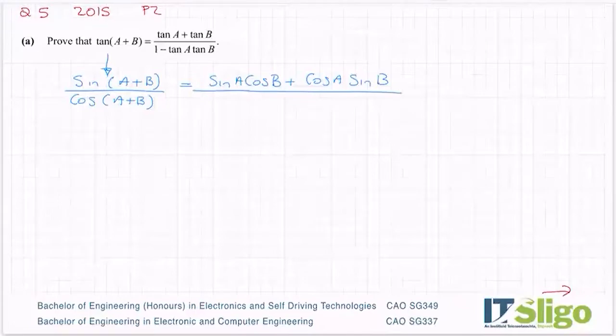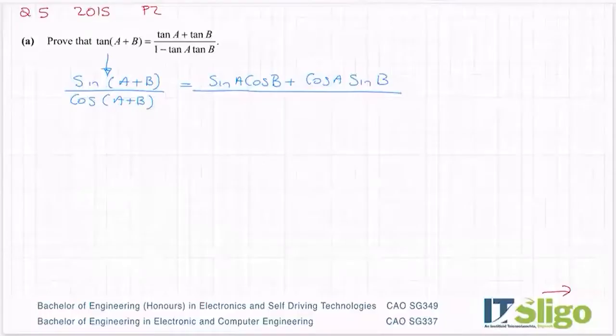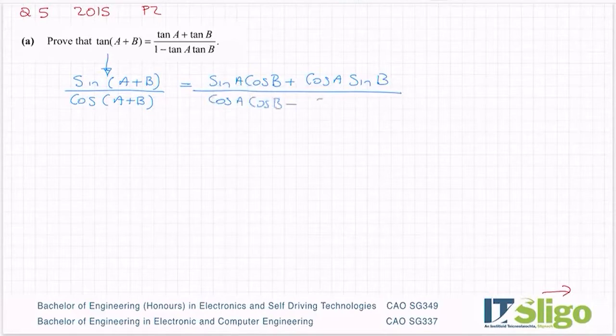Okay. Over. Now I have cos A plus B on the bottom, so I'm going to take the top line. Cos A cos B minus sine A sine B. That one's easier to remember. Cos A cos B minus sine A sine B. Okay. Right. So that's the first bit. You write tan as sine over cos and you expand them out.